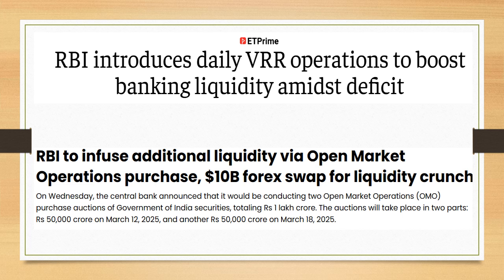RBI has been infusing liquidity through open market operations also, and RBI has also conducted a buy-sell swap. What does that mean? That means RBI is buying foreign exchange from the banks and giving them INR in lieu of that so that liquidity can increase. So the idea behind all these three measures, and some other measures RBI has taken, is to increase liquidity in the system so that banks don't face the problem of liquidity.